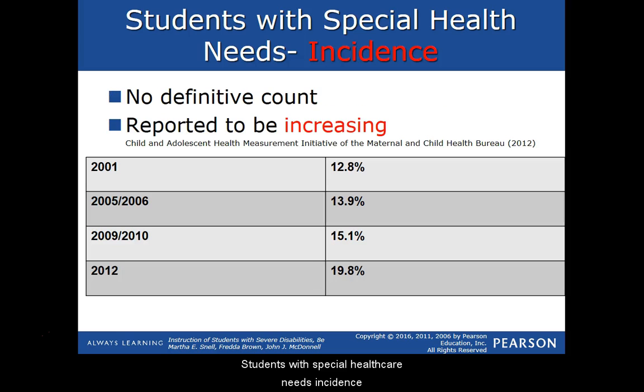Students with special healthcare needs incidence. So there is no definitive count, but it is reported to be increasing. And this is all data from the National Survey of Children with Special Healthcare Needs. I've done a couple studies with this data, and it's produced by CAHMI, which is the Child and Adolescent Health Measurement Initiative, and the Maternal and Child Health Bureau. You can download this data. It's very accessible. So it seems to be increasing, but the definition is purposely broad. So it includes students with asthma and allergies, etc. So it is a very broad definition.